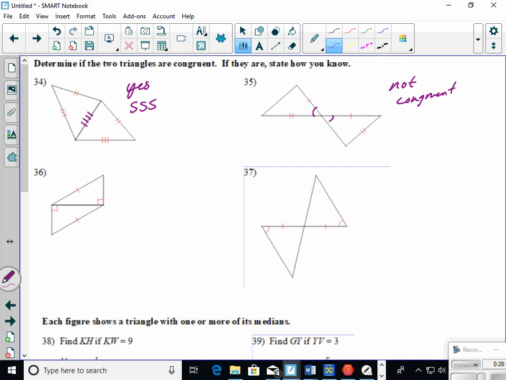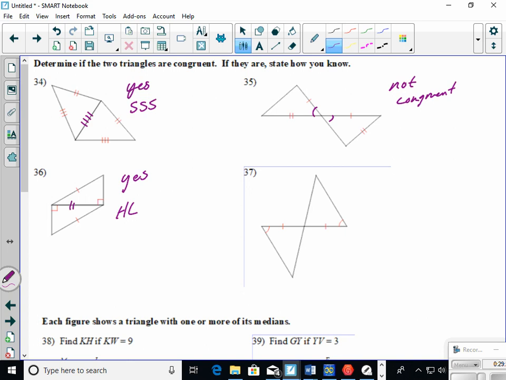All right, 36. We got this side congruent to this side. We got a set of right angles which have to be congruent to each other. And then we share the side in between the two triangles, so it's going to be congruent to itself by the reflexive property. And so now, since this is a right triangle, we got the hypotenuse and a leg congruent to a hypotenuse and a leg. So this one's going to be yes by HL, hypotenuse leg.